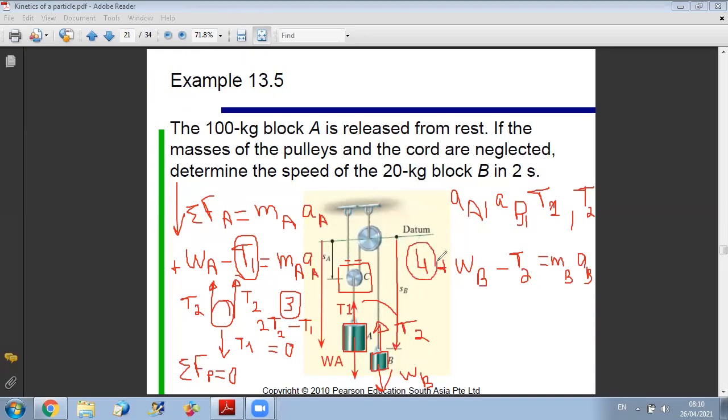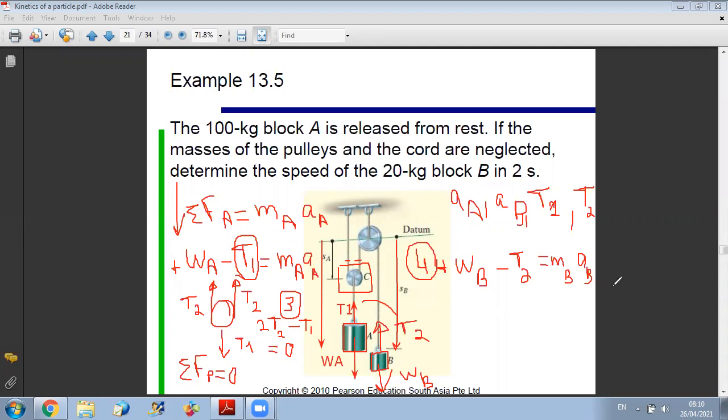Now your system can be easily solved. It's a simple system. Why? Because you can do replacement. You can put instead of T1 2 T2, you can put instead of AB minus 2 AA, and then you will obtain 2 equations with 2 unknowns, and you can easily find your acceleration.